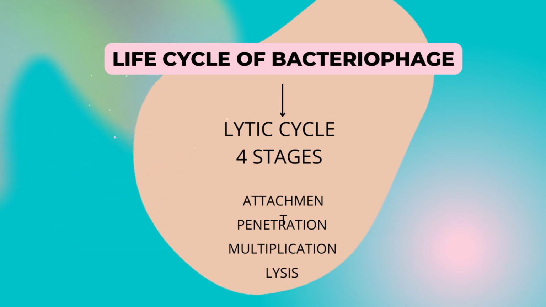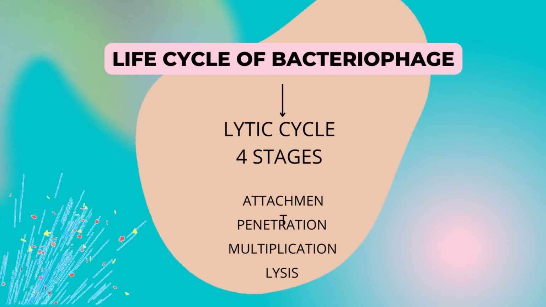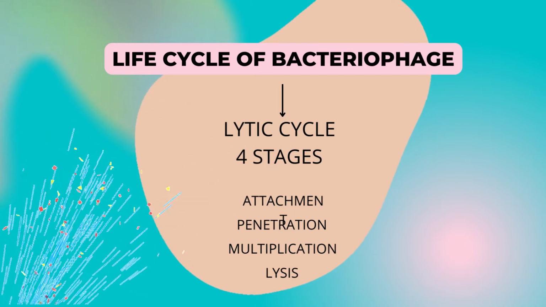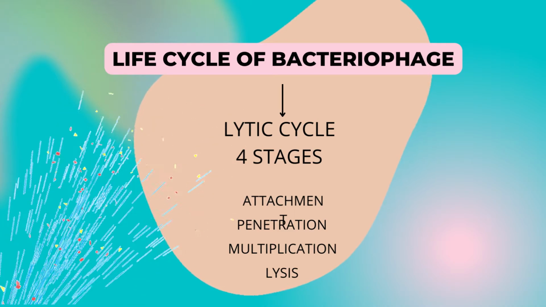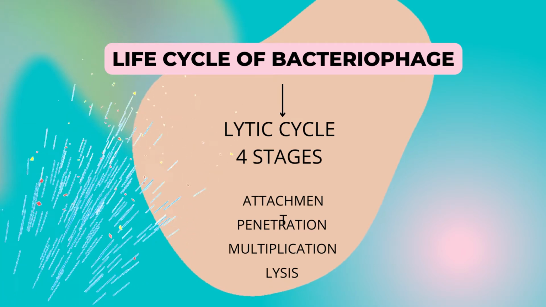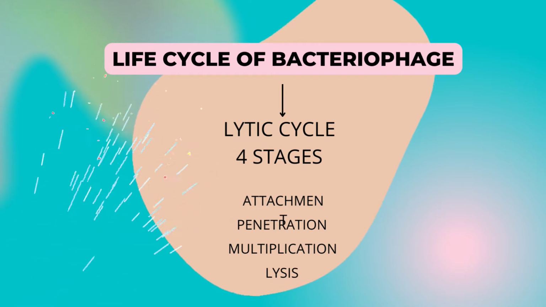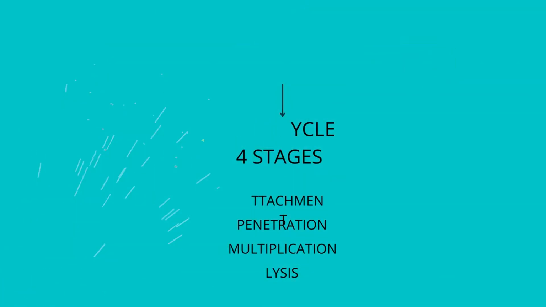Lytic life cycle. First, we will discuss the lytic life cycle. It consists of four stages or four steps. The first step in this life cycle is attachment. The bacteriophage, first of all, finds a host and attaches to it. Second, penetration, then it penetrates. Third, multiplication. And fourth, lysis.